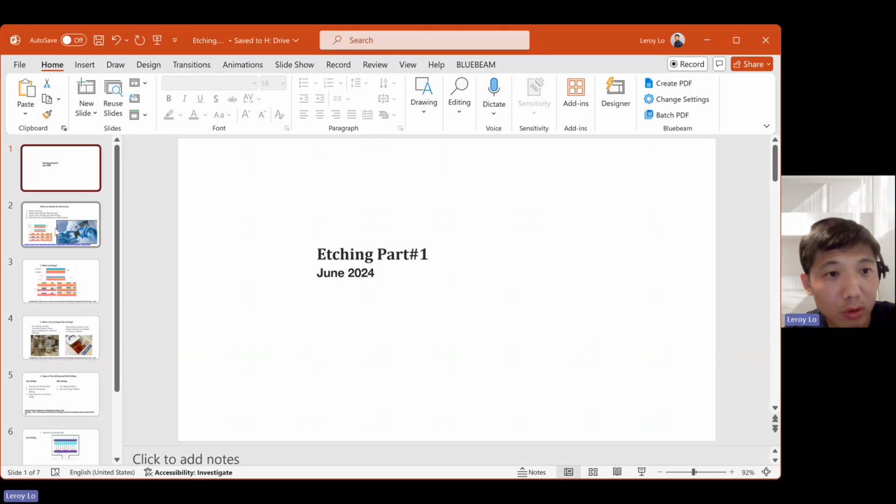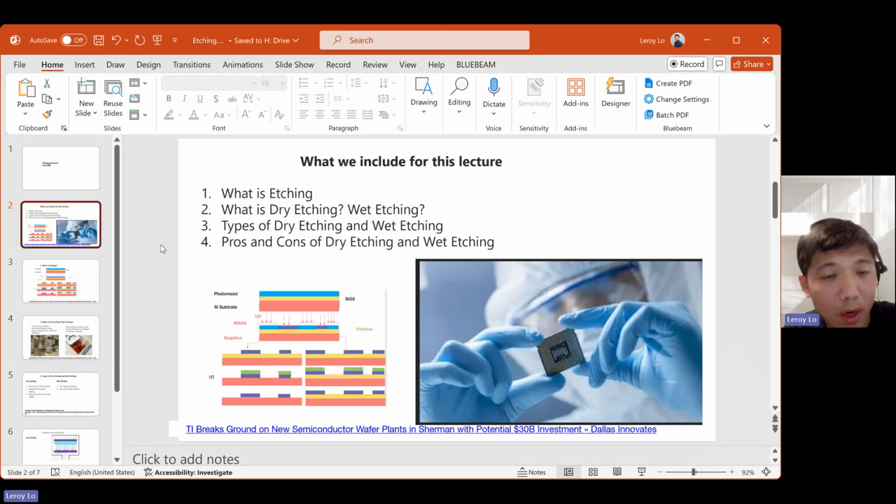Okay, so what will we include in these lectures? Number one, what is etching? Number two, what is dry etching, and what is wet etching? Number three, types of dry etching and wet etching. Three and four we'll talk about in this section or the next section.